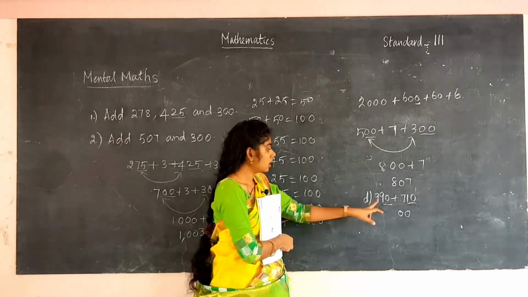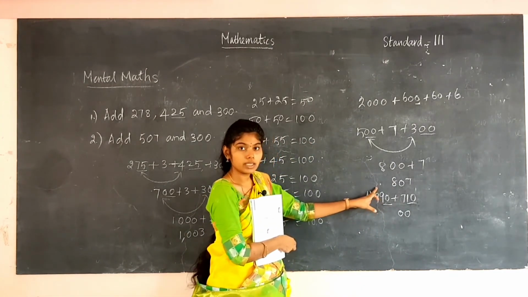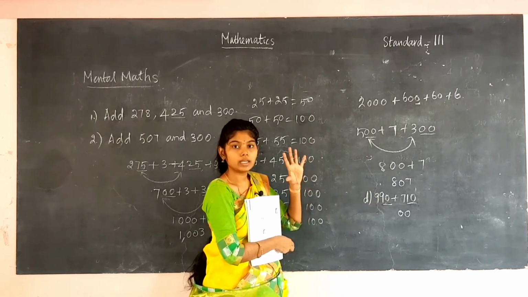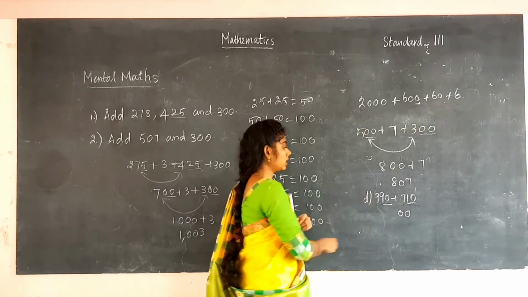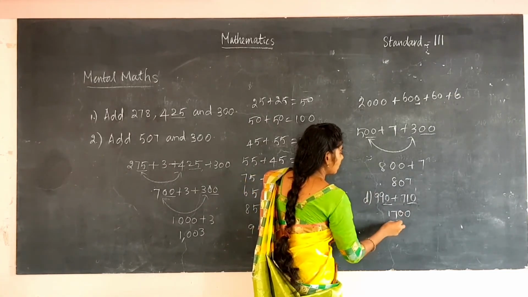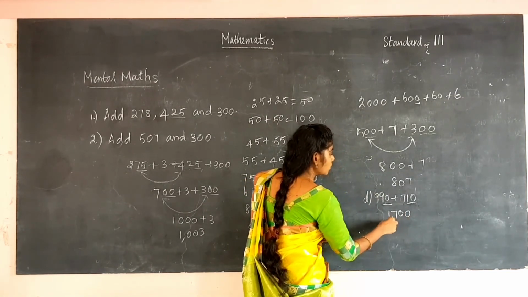You already have 1 in the mind, so easily you can add 1 and 9. So you will get 10. So 10 plus 7 you will get 17. So write that number as 17. So now you got the answer as 1700.